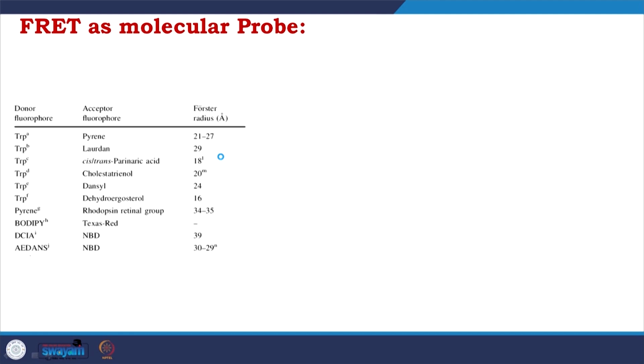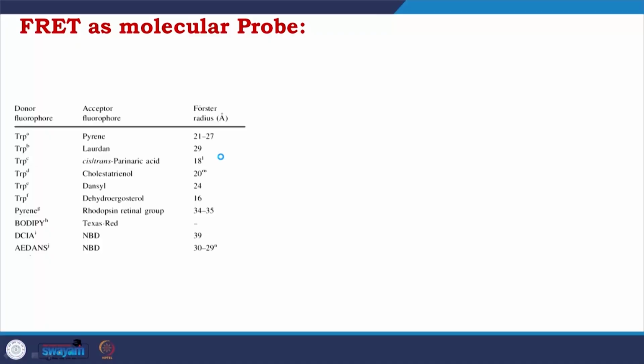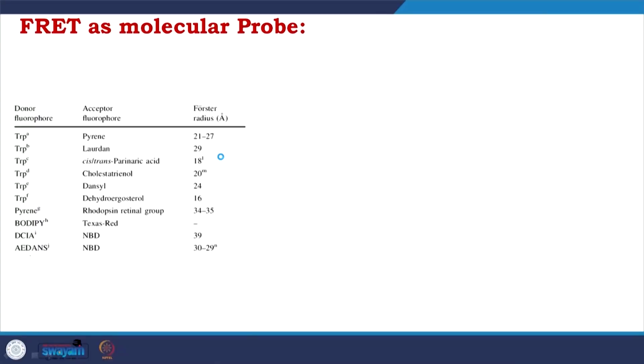And why is that important? In the next session, we will see that there are 3 aromatic amino acids present in protein, which are tyrosine, tryptophan and phenylalanine. Among them, tryptophan is the most abundant, and that is why so many studies are done. But there are other pairs like pyrene with rhodopsin retinal group, BODIPY with Texas red, DCIA with NBD and ADANS with NBD. All you see there is a Förster radius in angstrom.